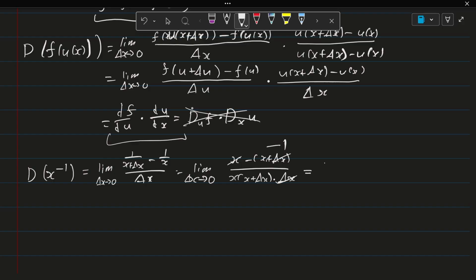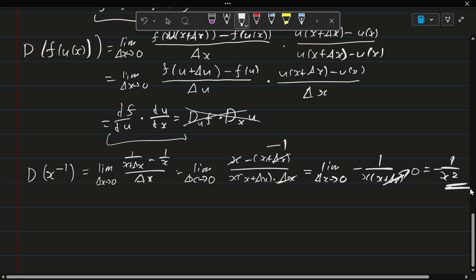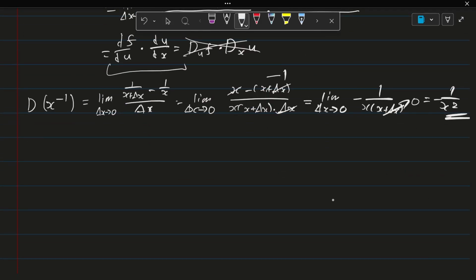So this would mean that it will be the limit as delta x goes to 0 of negative 1 over x times x plus delta x. So as delta x goes to 0, this will be negative 1 over x squared. So that's the derivative of 1 over x. So with this, we should be able to define what is the derivative of f over g.